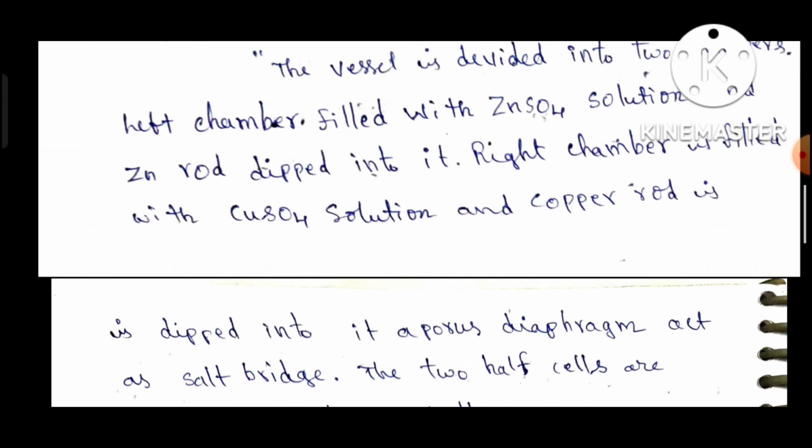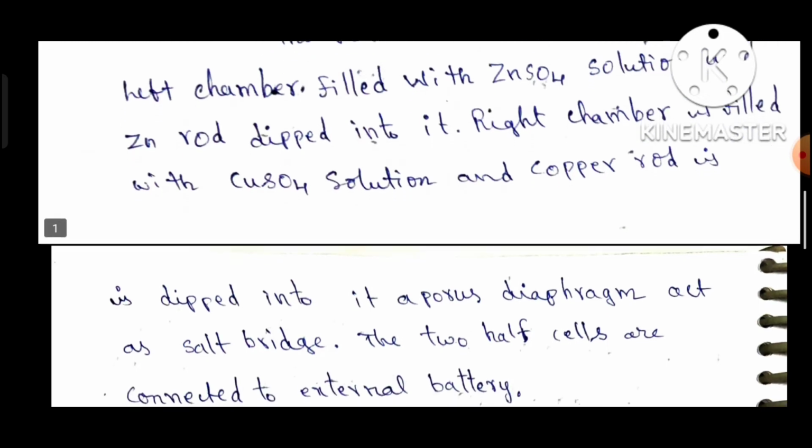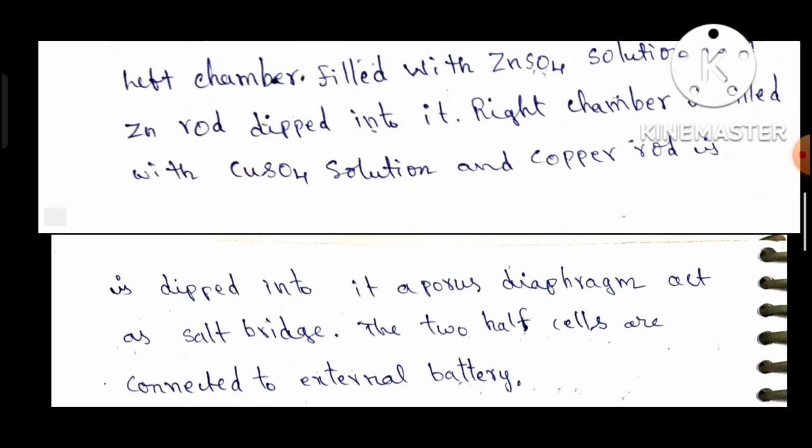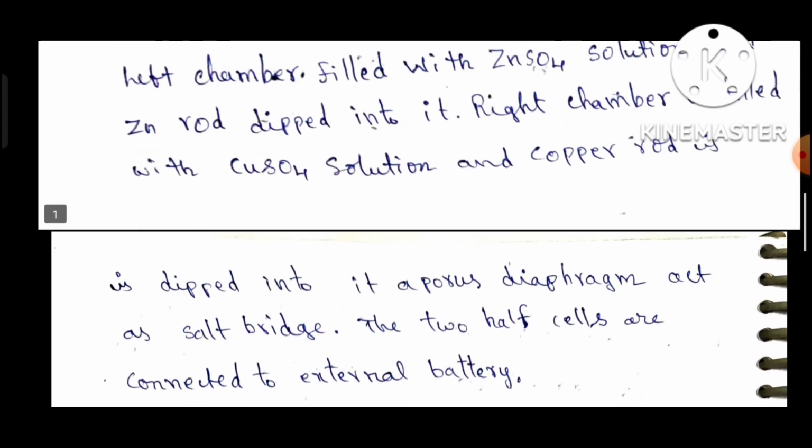These two electrodes are connected with one battery. These two solutions are separated by one diaphragm, which acts as a salt bridge. The diaphragm is called a salt bridge. It separates the two solutions and balances the ions present in the solutions.